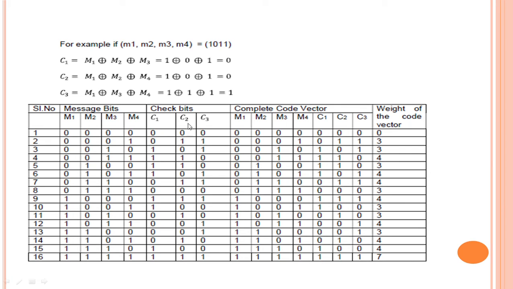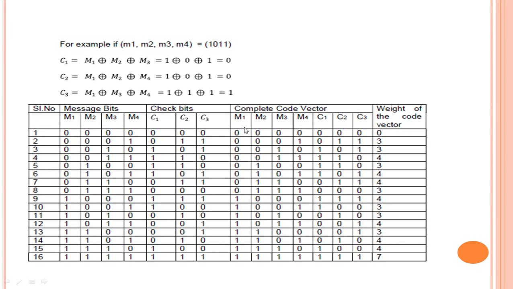Next, how will check bit 2 be generated? Check bit 2 is given by M1, M2 and M4. So M1, M2 are 0, 0, which gives 0, and this 0 again modulo-2 added with 1, which is M4. So 0, 1 will give a 1. So check bit 2 is given by 1. And likewise, what is check bit 3? C3 is given by M1, M3 and M4. So M1, M3: 0, 1 is 1. And again 1, 1 will give a 0. So likewise, using these three formulas, we can generate check bits for all 16 combinations of our message vectors.